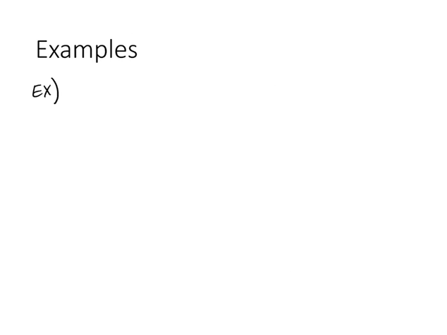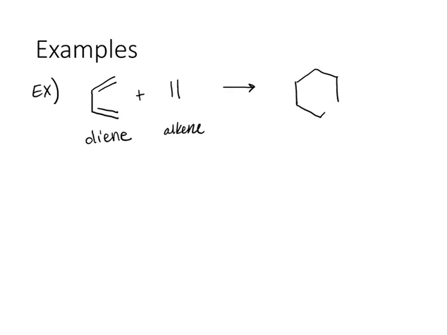So in our first example, we're going to look at a reaction between something called a diene. So this is basically a molecule that has two alkenes in it. And it's going to react with a pretty simple alkene. And this is going to form cyclohexene. And this is actually a pretty well-known reaction that we'll talk about later on.